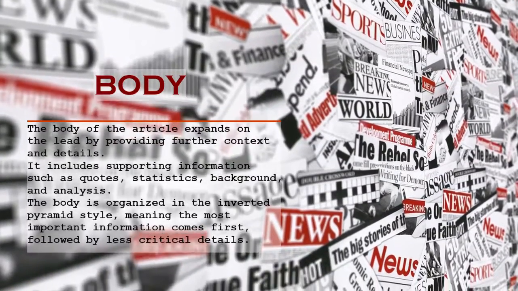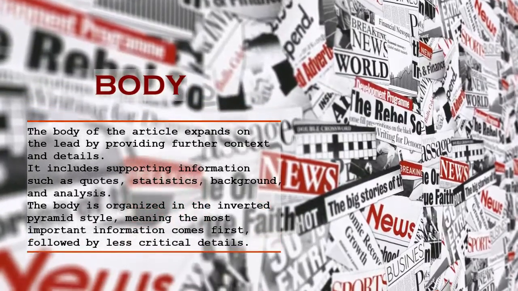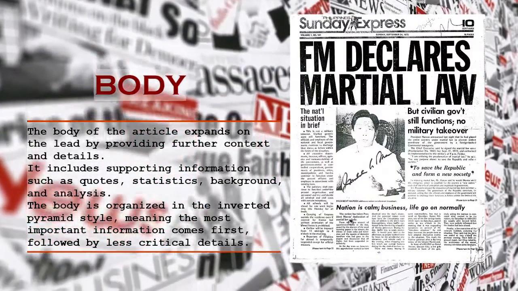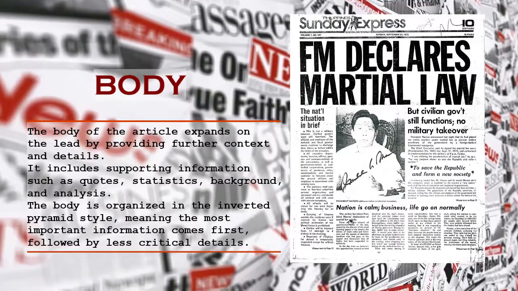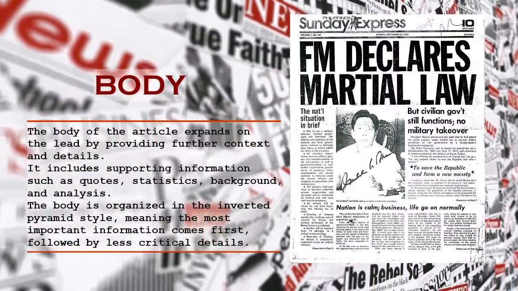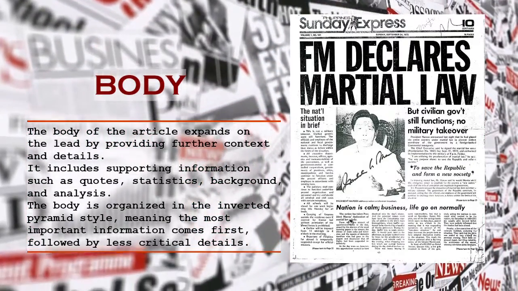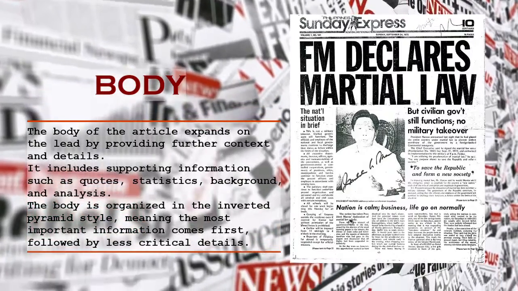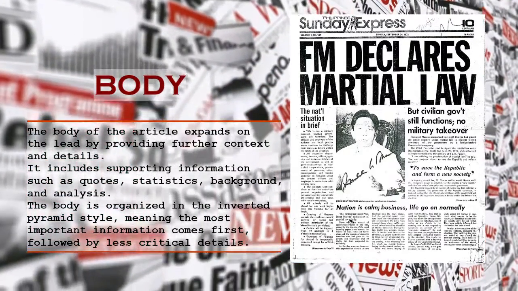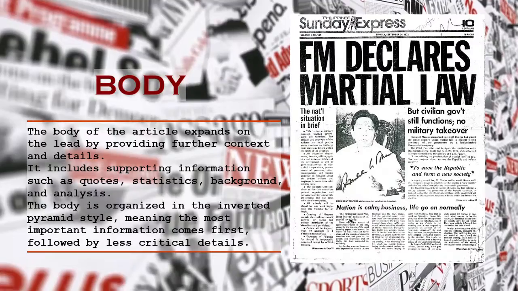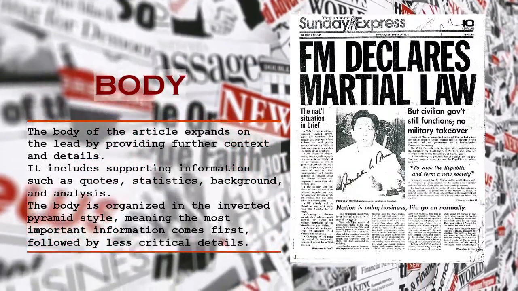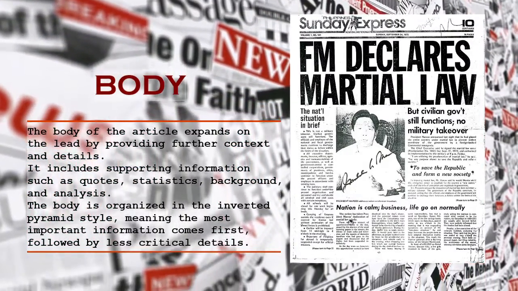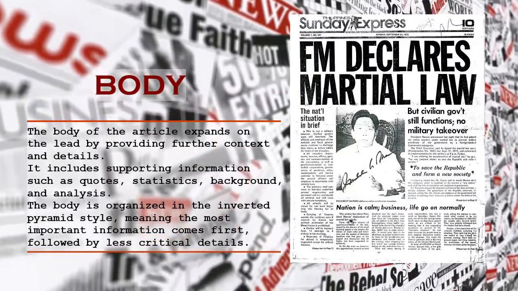4. Body. The main body of the article expands on the lead by providing further context and details. It includes supporting information such as quotes, statistics, background, and analysis. The body is organized in the inverted pyramid style, meaning the most important information comes first, followed by less critical details.